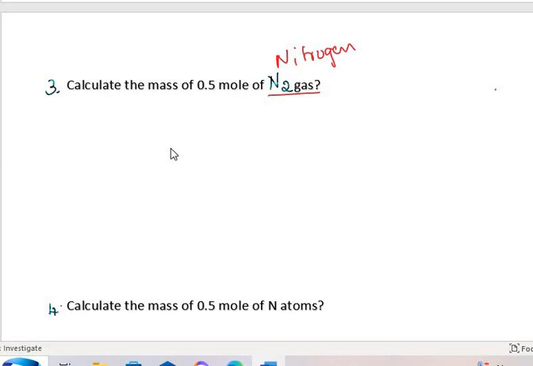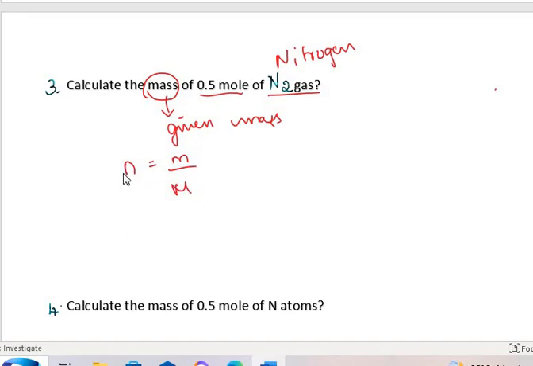Okay, now the mole is given. We need to calculate the mass. Mass means we need to calculate the given mass, not the molar mass. Molar mass is a standard molar mass, we have it for the N2. Now we need to calculate the given mass. What is the formula of the number of moles? n is equal to small m divided by capital M, that is given mass divided by molar mass.